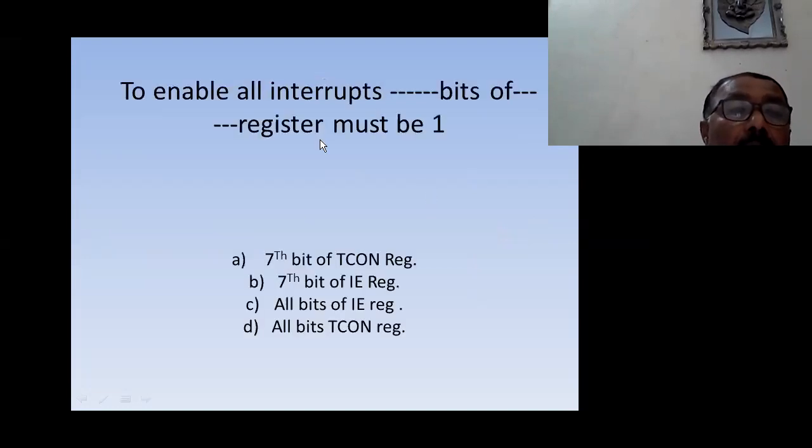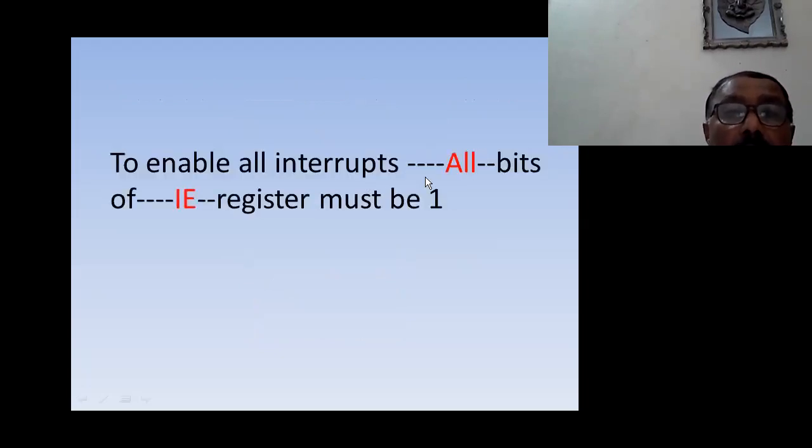Now the second question. To enable all interrupts, dash dash bits of dash dash register must be 1. Objective options: 7th bit of TCON register, 7th bit of IE register, all bits of IE register, all bits of TCON register. Now we have to enable all interrupts. Therefore, all bits of the IE register must be equal to 1. To enable all interrupts, all the bits of the IE register must be 1.